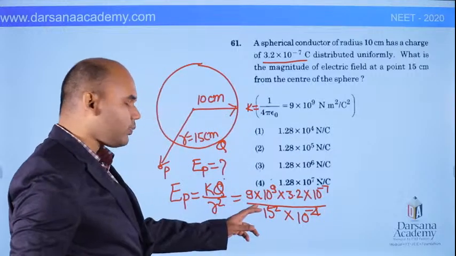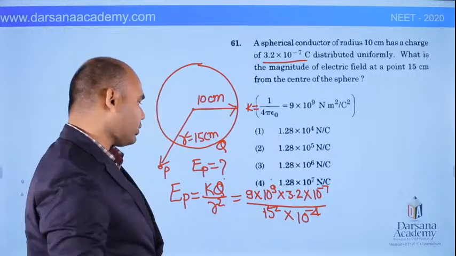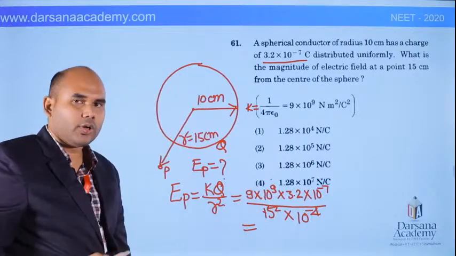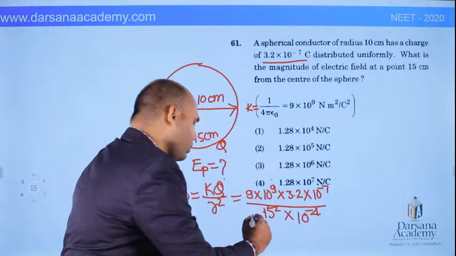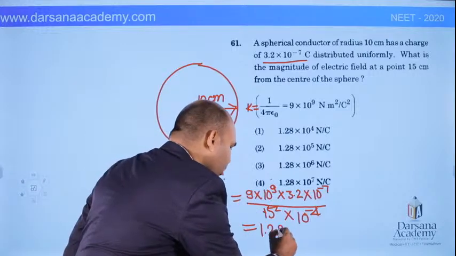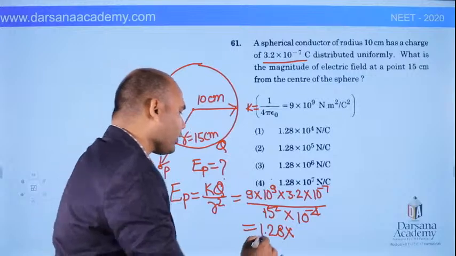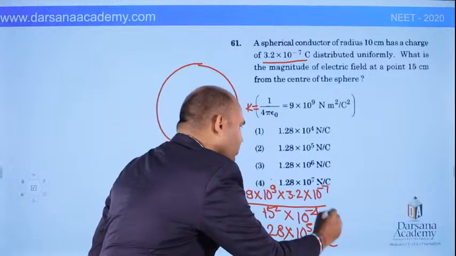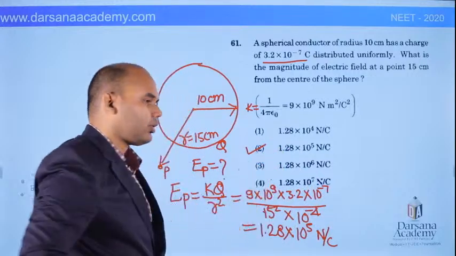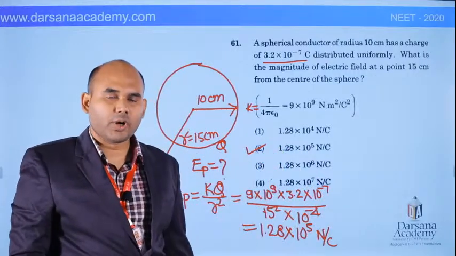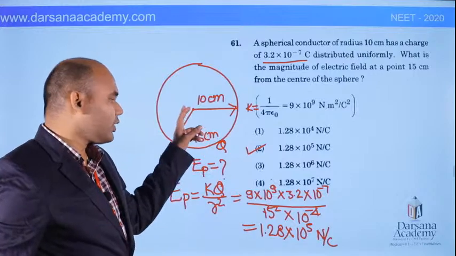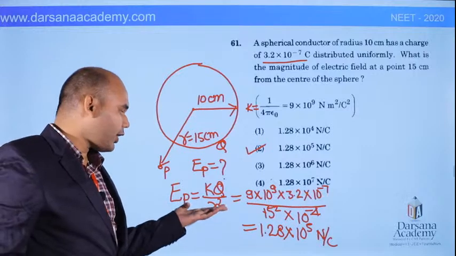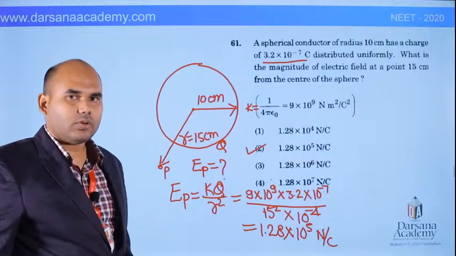If you solve this, the electric field at this point P will be 1.28 into 10 to the power 5 Newton per coulomb. So our answer will be the second option. Hope you understand this. The basic concept is that you have to consider this as a point charge and find the electric field.